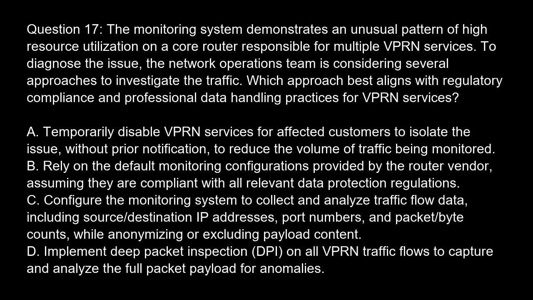Option A. Temporarily disable VPRN services for affected customers to isolate the issue without prior notification to reduce the volume of traffic being monitored. Option B. Rely on the default monitoring configurations provided by the router vendor, assuming they are compliant with all relevant data protection regulations. Option C. Configure the monitoring system to collect and analyze traffic flow data, including source/destination IP addresses, port numbers, and packet/byte counts, while anonymizing or excluding payload content.